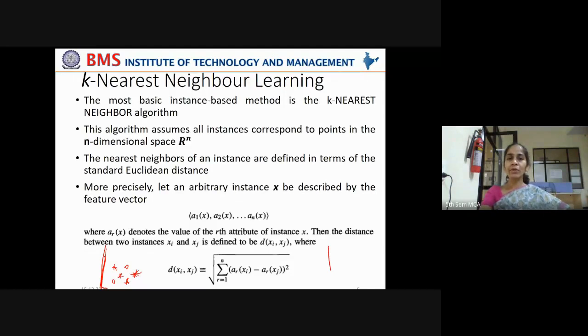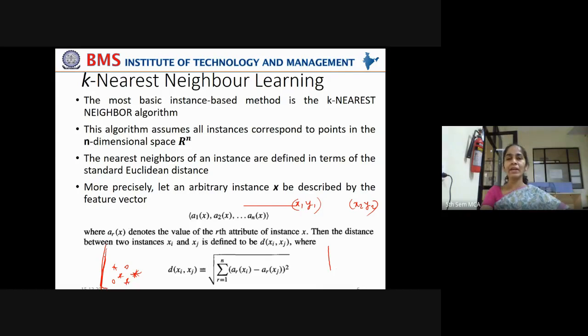Now, the nearest neighbor of an instance is defined in terms of the standard Euclidean distance. What is this Euclidean distance? You might have studied it in your PUC. In order to calculate the distance between a point x1, y1 and a point x2, y2, what is the formula for Euclidean distance? Square root of (x1 minus x2) whole square plus (y1 minus y2) whole square. That will give you the Euclidean distance, right?